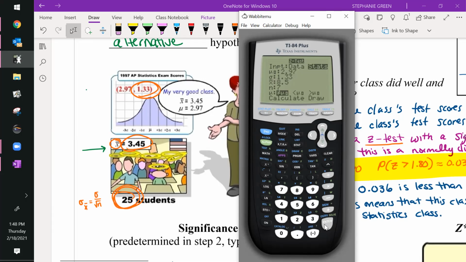What is the sample mean? 3.45. And N, what is the size of our sample? We have 25 students.